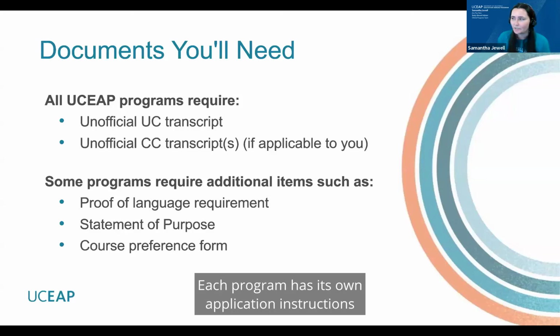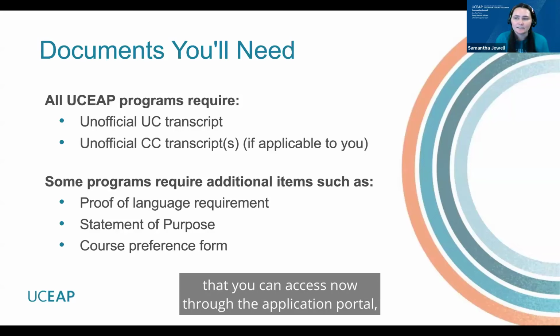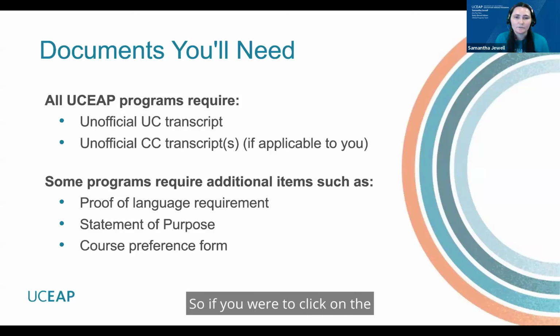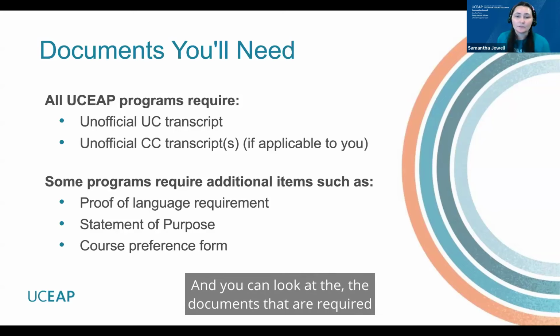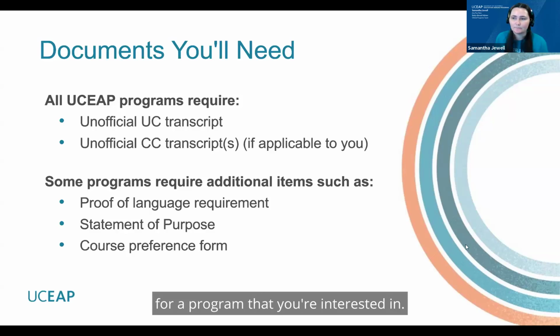Each program has its own application instructions that you can access now through the application portal, which is the UCEAP portal. So if you were to click on the Apply Now button in the top right-hand corner of our website or the Login button, it'll take you to the UCEAP portal, and you can look at the documents that are required for a program that you're interested in.